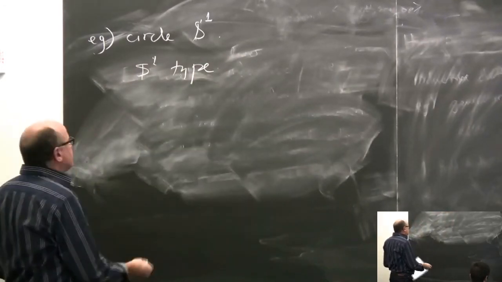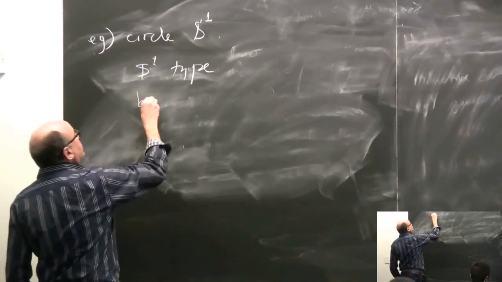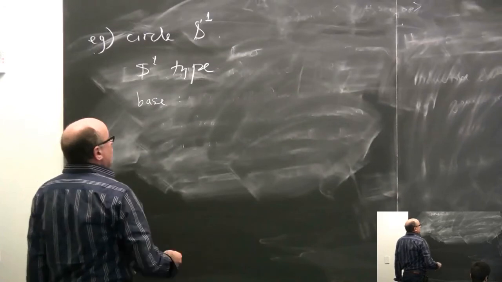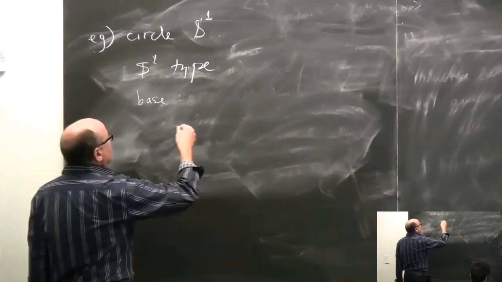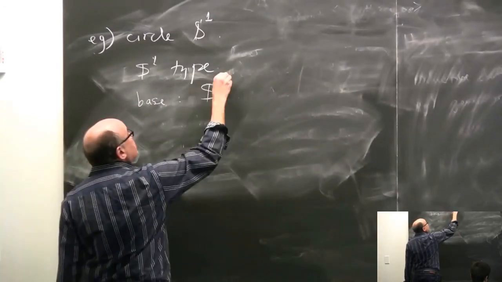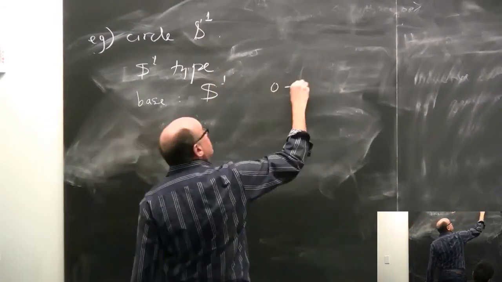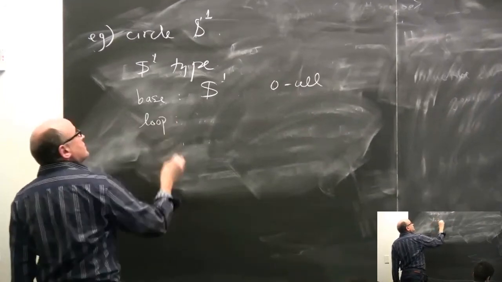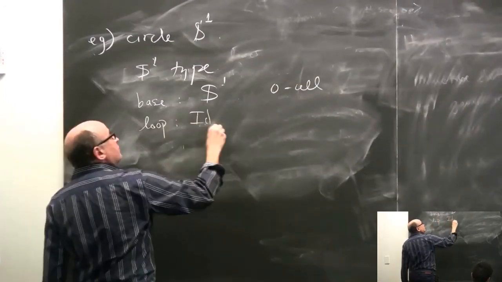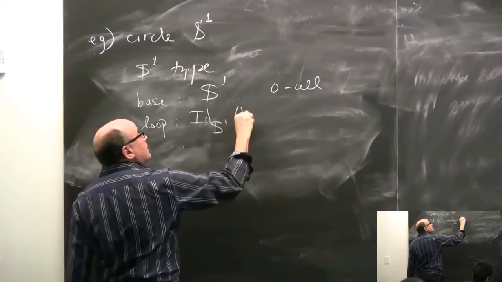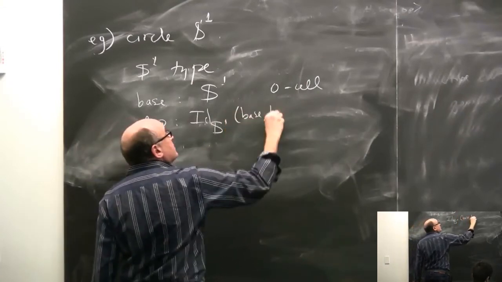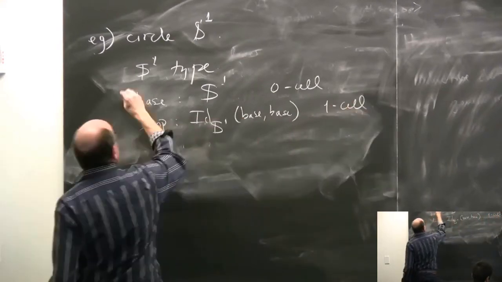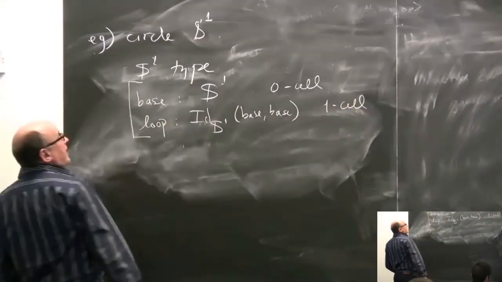So what would that be? So here's one way to do it. I'm going to do two ways of writing it down. One is that we're going to have a distinguished base point. So this is my zero cell. And then we're going to have a distinguished loop, which goes from base to base. This is where I was one step ahead of myself earlier. And this is our one cell. And this is going to constitute a higher inductive definition.